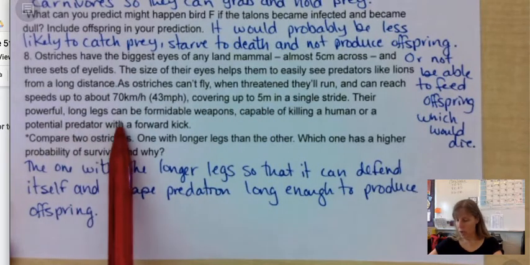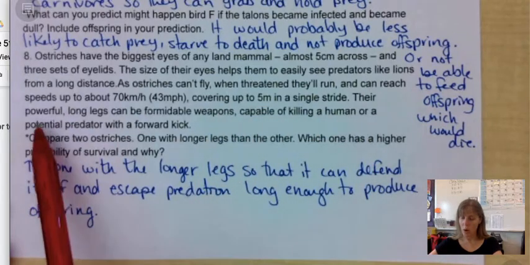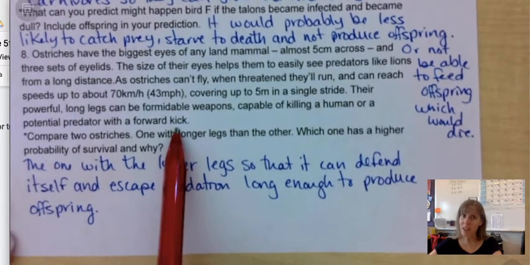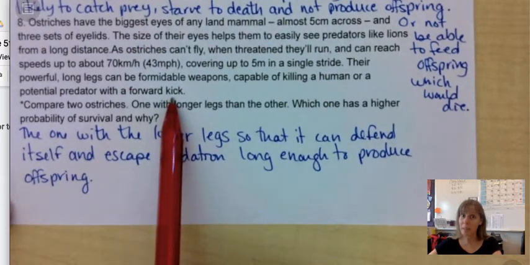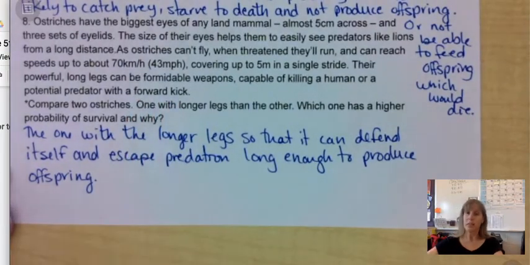Their powerful long legs can be formidable weapons, capable of killing a human or a potential predator with a forward kick, right? So don't approach an ostrich from the front because it can kick forward with those amazingly super ultra strong legs. Note to self when you go hang out with your ostrich pets.